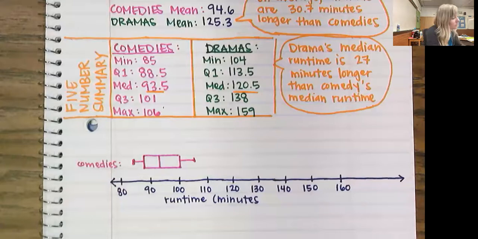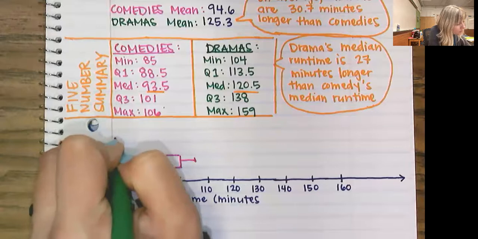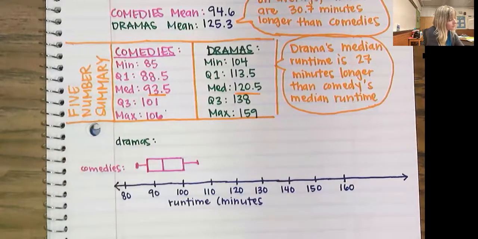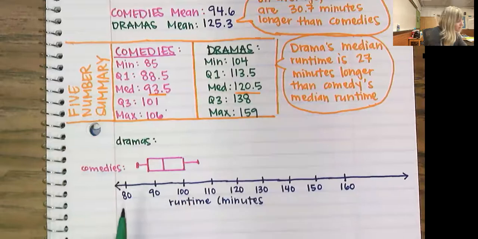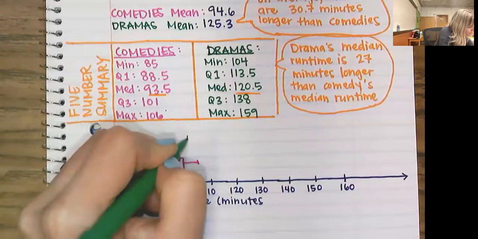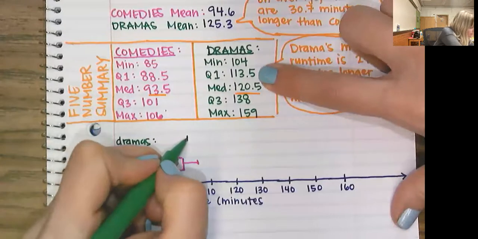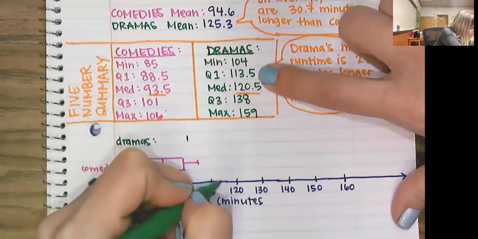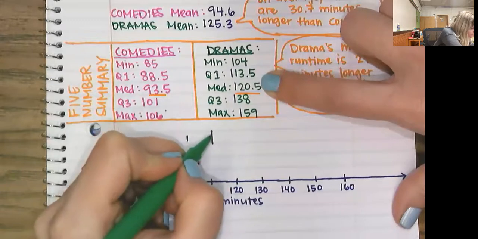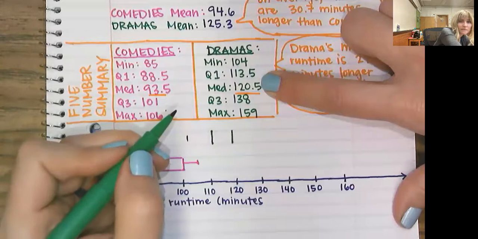And let's see what we're looking at here. Okay, so I'm going to skip a line and then come up here and write dramas. And I know I can write it right there because the minimum doesn't even start until 104, which is not quite halfway. And then Q1 is 113. So here's 105, about right there. The median is 120.5, so it's going to look like 120 on my scale.